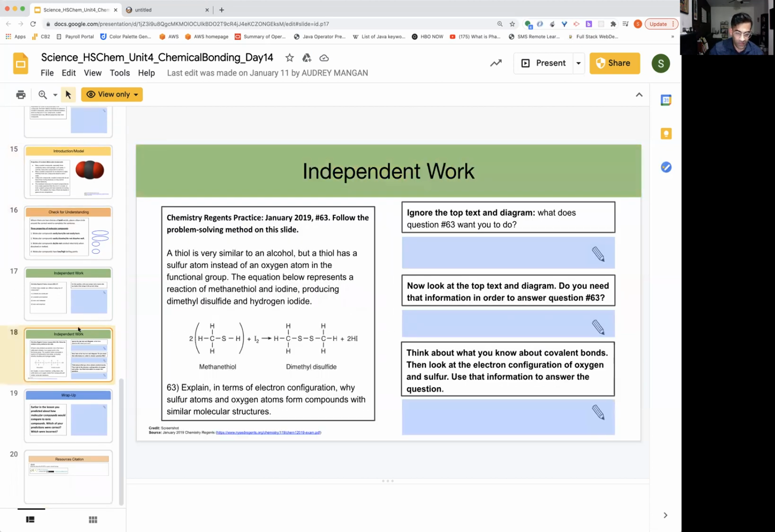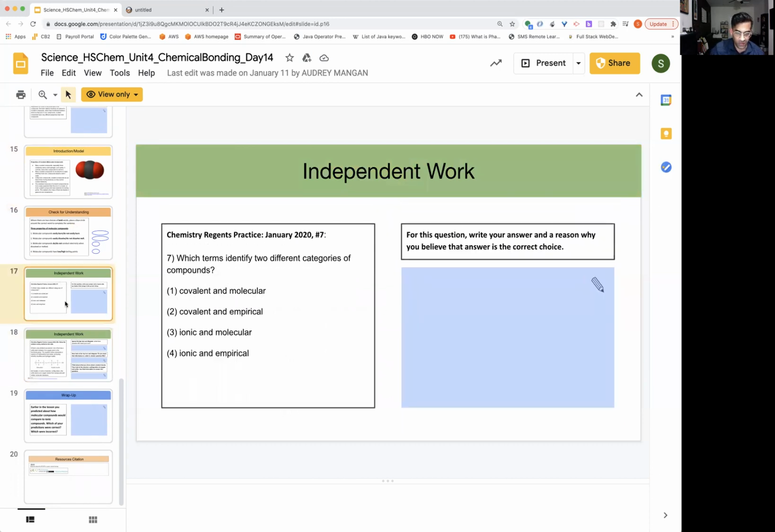And so actually, I'm going to skip ahead past that. And let's take a look at a few Regents questions. All right. So it says, which terms identify two different categories of compounds? And so this is a little bit tricky, and I want to go through the terminology here. So we have 4 answers, and those answers involve 4 different vocabulary words.